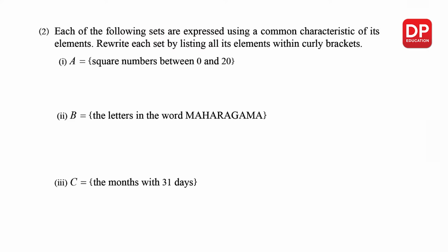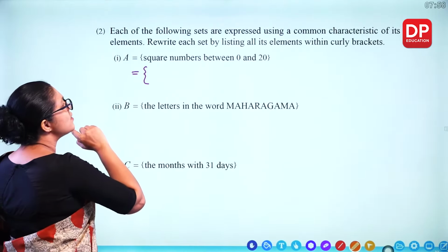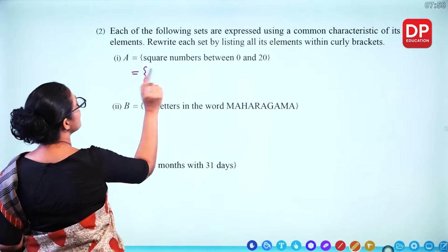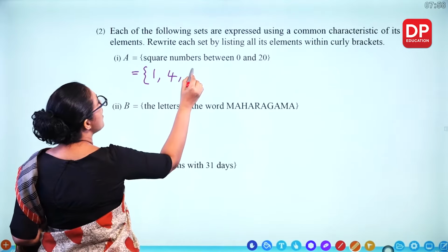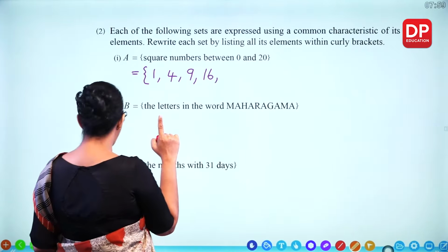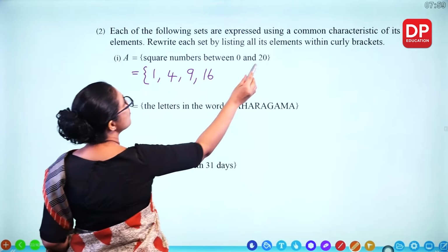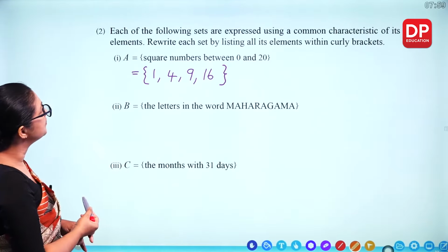Question number 2. Each of the following sets is expressed using a common characteristic of its elements. Rewrite each set by listing all its elements within curly brackets. So what are square numbers between 0 and 20? Square numbers: 1, 2 squared 4, 3 squared 9, 4 squared 16, and 25 is the next number, so less than 20, these are the square numbers.